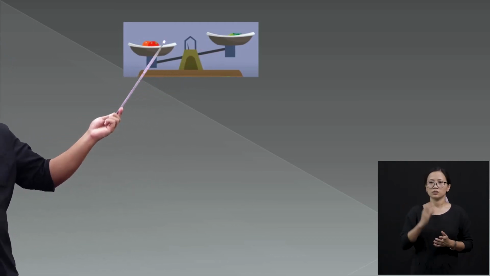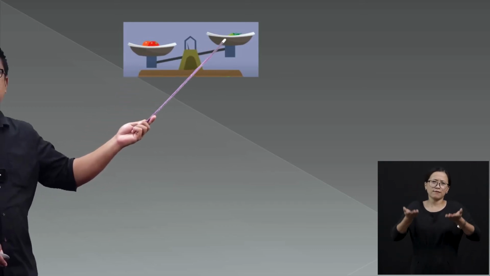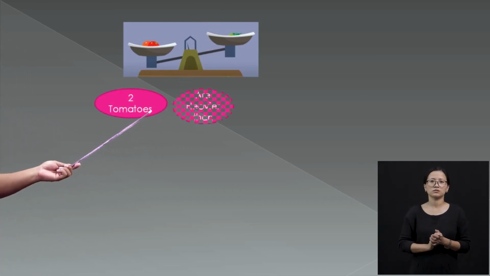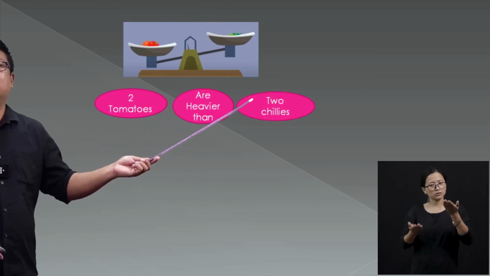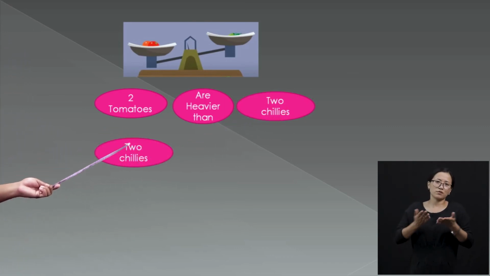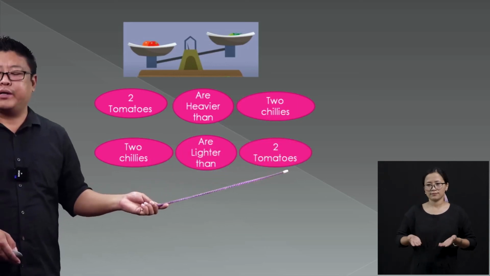Now the tomato is obviously heavier, that's why this side it is down and this side it is up, right? So we can say two tomatoes are heavier than two chilies, okay? And similarly, we can also say two chilies are lighter than two tomatoes, all right?